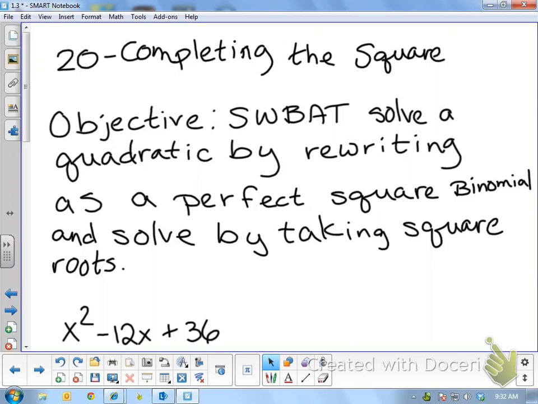Okay, I need everyone's attention up front. We're going to be talking about completing the square today. Chris? And our goal today is students will be able to solve a quadratic by rewriting as a perfect square binomial. We will talk about what a perfect square binomial is, and solve it by taking square roots.